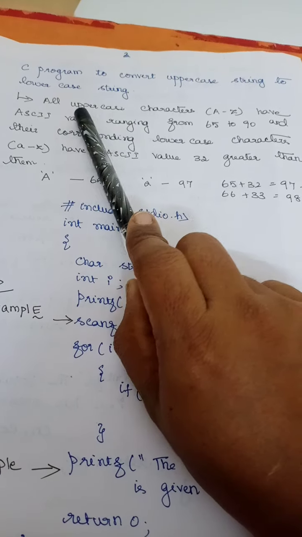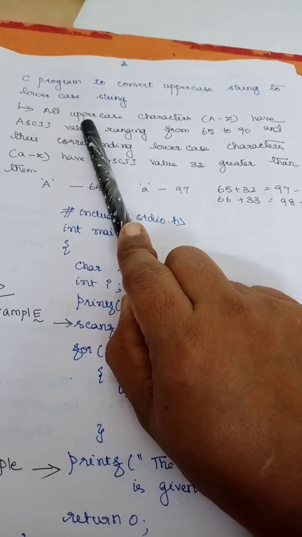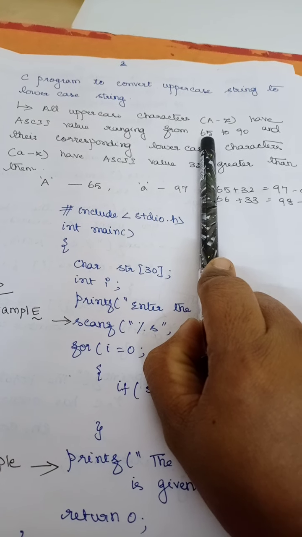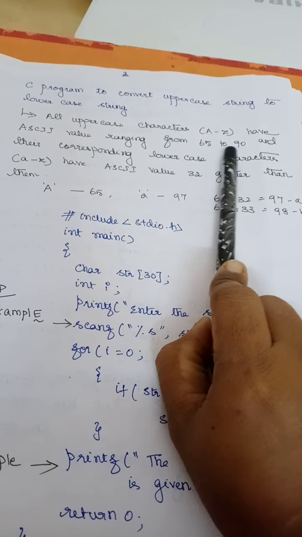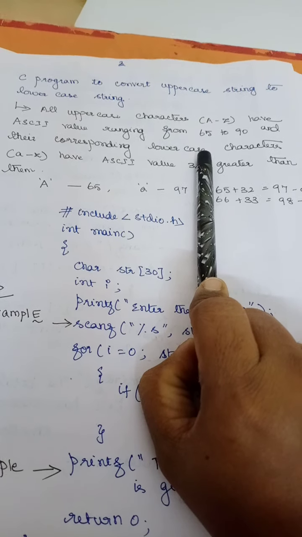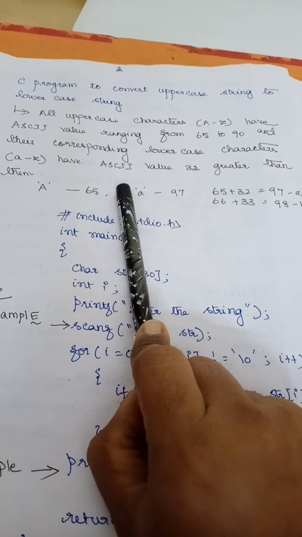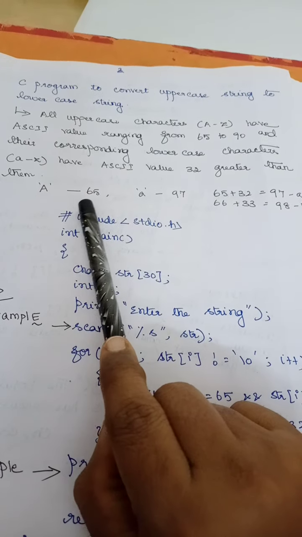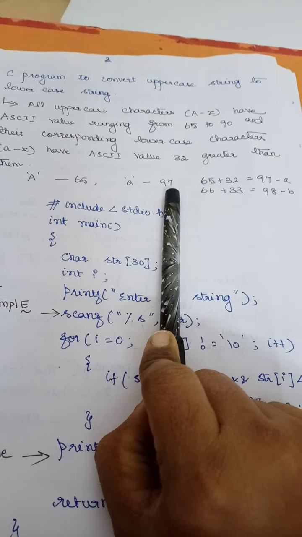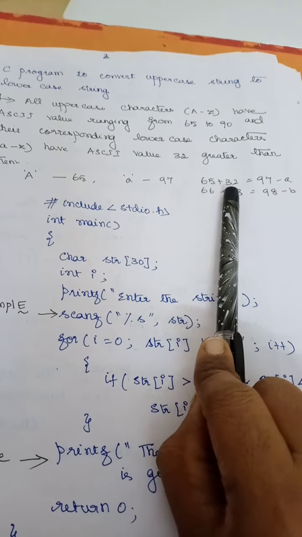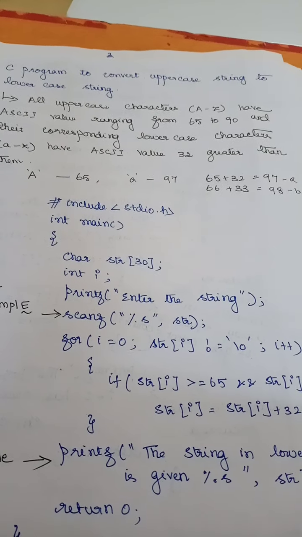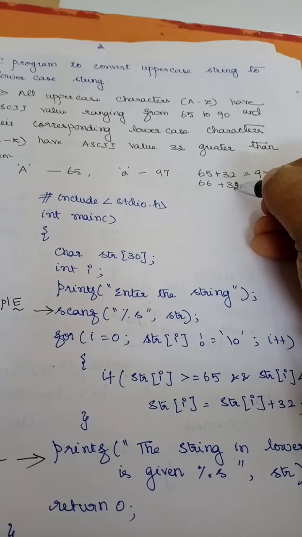So what are we going to use? We are going to use the ASCII value. Capital A is represented by ASCII value 65, so A to Z is 65 to 90. And the corresponding lowercase characters have ASCII values starting from 97. So A starts from 65 and small a starts from 97. The difference is always going to be 32.